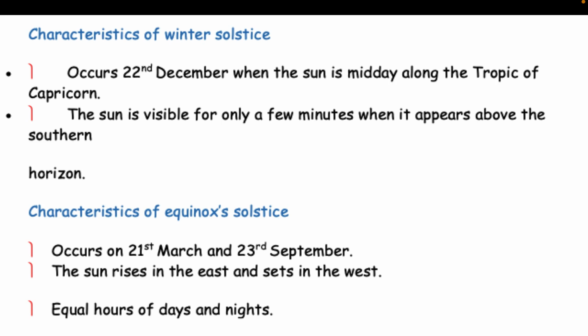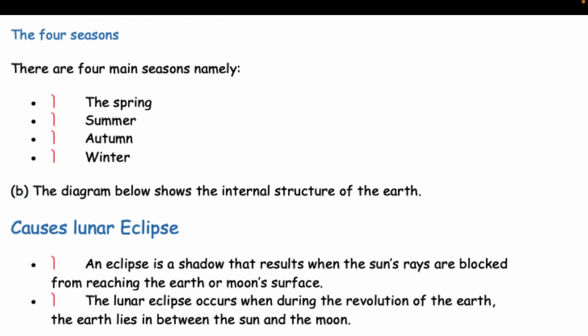The sun rises in the east and sets in the west. Equal hours of days and nights. 20. The 4 seasons. There are 4 main seasons, namely spring, summer, autumn, winter.